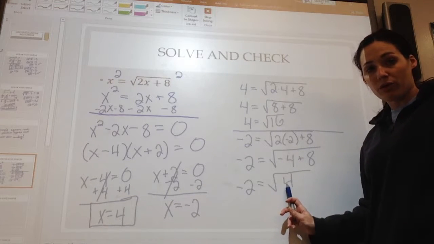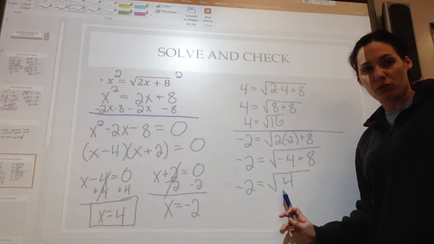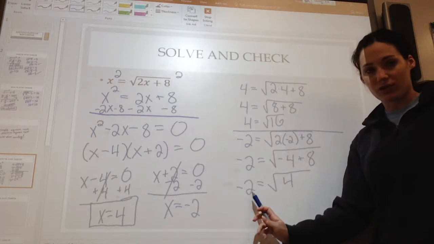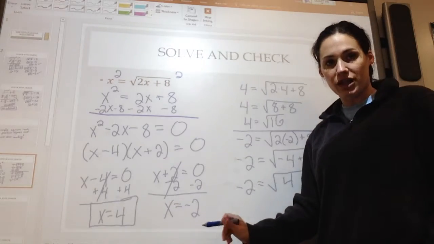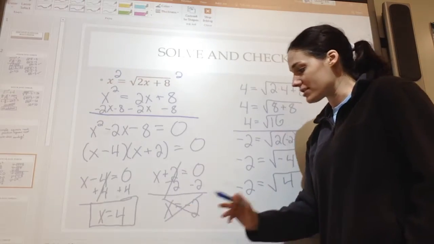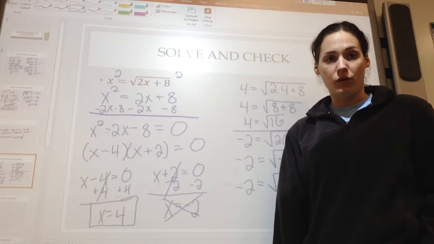Now, the square root of 4 is 2, except since we're in the check, we need to use the principal square root. And the principal square root of 4 is 2, not negative 2. So this one is considered to be an extraneous solution. How I want you to show that it didn't actually work is I just want you to cross it out. That's not going to be a part of your solution. The only solution is 4.